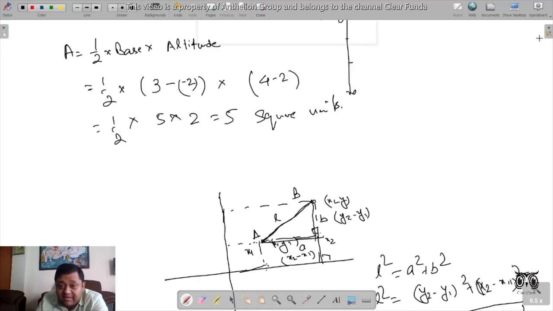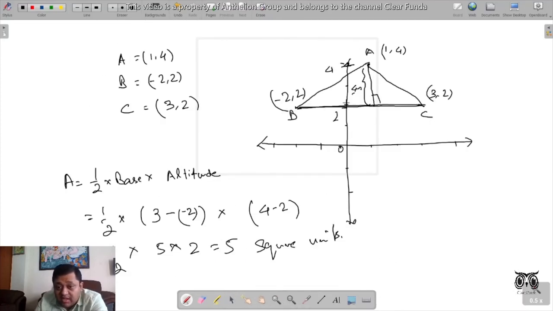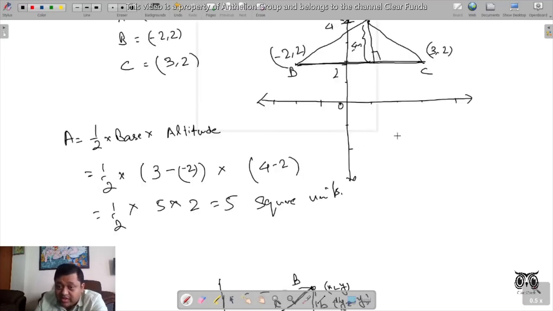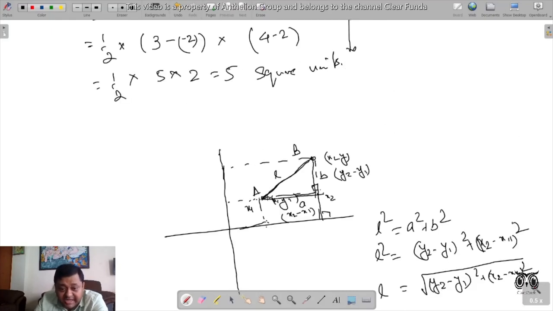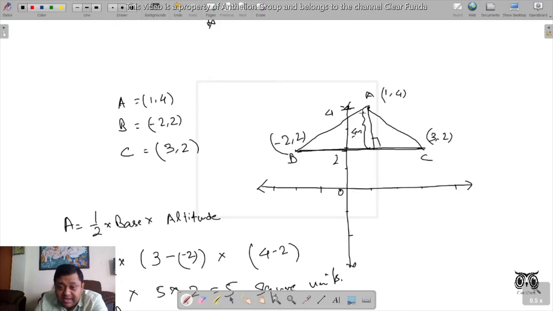Now look at what happened in the previous one. If you are trying to find this length, y2 minus y1 whole square is 2 minus 2, which is 0, plus 3 minus -2 whole square, which is 5 square. So L square equals 5 square, meaning L equals 5. So that's how we got this distance. Similarly, this height is very clearly understandable. This is the height y2, this is the height y1, which is 2 in both cases.